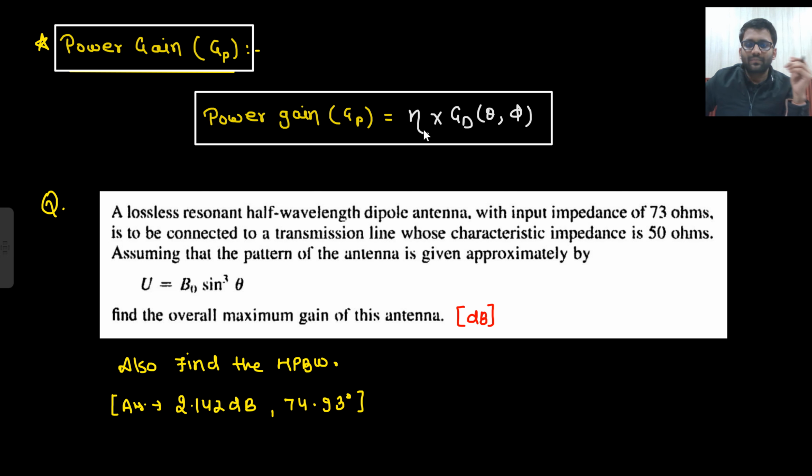A lossless resonant half wavelength dipole antenna with input impedance of 73 ohm is to be connected to a transmission line whose characteristic impedance is 50 ohms, assuming that the pattern of the antenna is given approximately like this. U is given. What is U? Radiation intensity is given. So what do I need to find? I need to find the overall maximum gain of the antenna, and also the half power beam width. So what is given? U theta comma phi equals B naught sine cube theta.